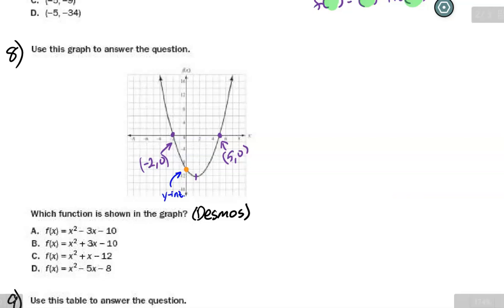And that y-intercept is the point 0, 10. So I want to find a graph that has x-intercepts negative 2, 0 and 5, 0, and a y-intercept of 0, 10.